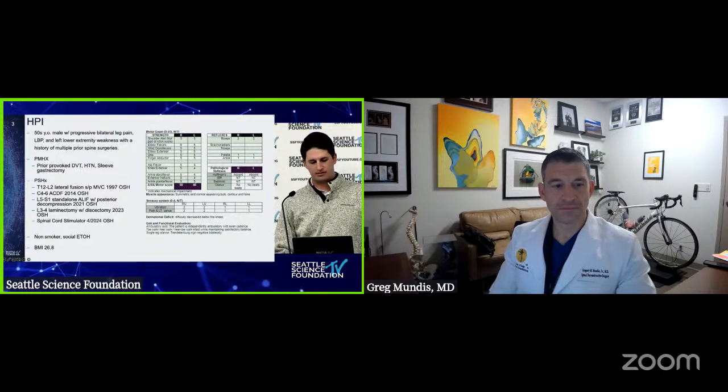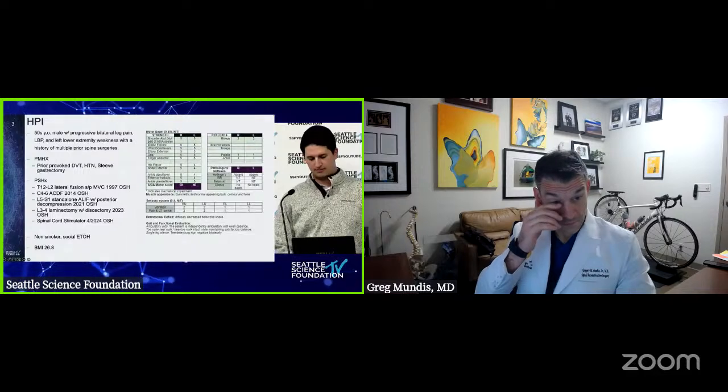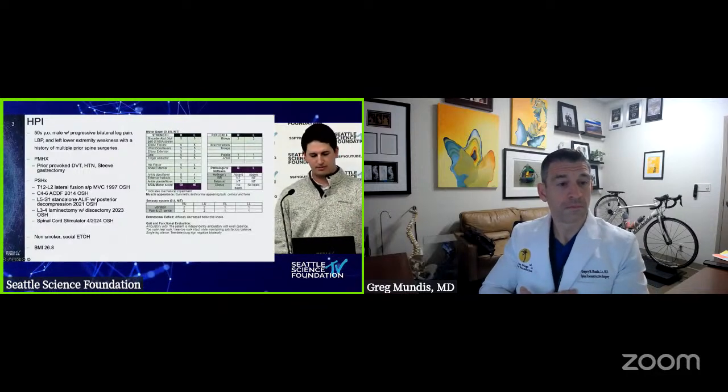that has since fused, as well as a C4 to 6 ACDF at an outside hospital, an L5 to S1 standalone ALIF with posterior decompression in 2021 at an outside hospital, and then a subsequent L3-4 laminectomy and discectomy. And then most recently he had a spinal cord stimulator placed in April of this year. Not a smoker, social alcohol use, BMI is 26.